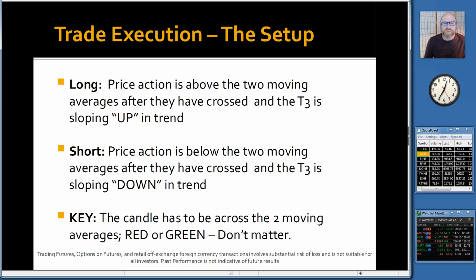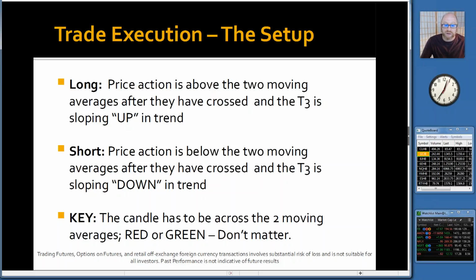All right, so what is the trade execution? How does this happen? First of all, what we're looking for in a long setup is, number one, price action to be above the 2 moving averages. We'll show some pictures here in a moment, but price action is above the 2 moving averages after they have crossed. So the T3 moving average and the 8 exponential moving average have crossed. And the T3, remember we did a red and white slope, all right? So the indicator shows that the white is going up, the price is above the moving averages, they've crossed, and the moving average is sloping up. And obviously vice versa for going down on the short.